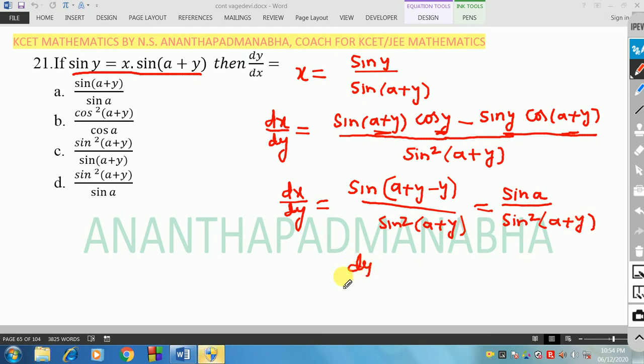Now let us take the reciprocal. So dy by dx is equal to sin square (a plus y) by sin a. That is sin square (a plus y) by sin a, which is in option A here.